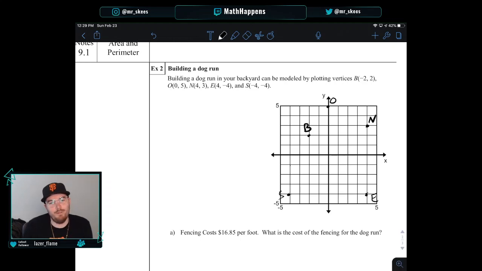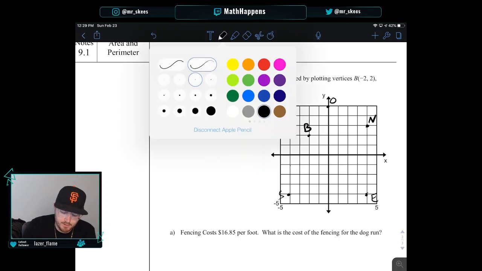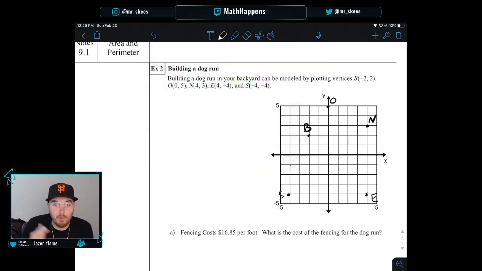Isn't that clever, Bones? Oh my gosh, so clever. Okay, so Bones is the name of our pen. Let's connect these guys together.